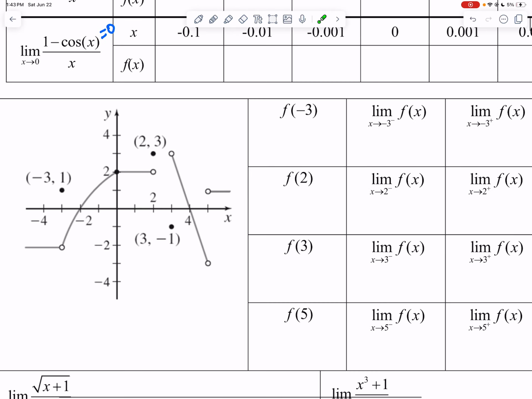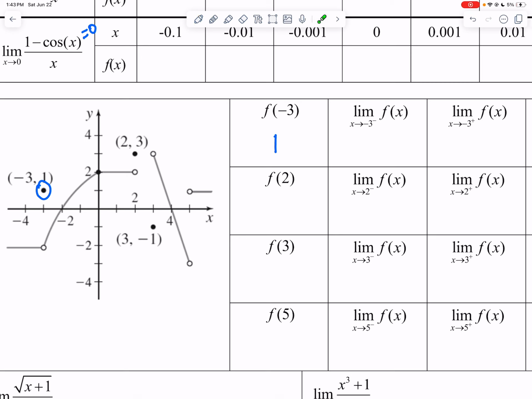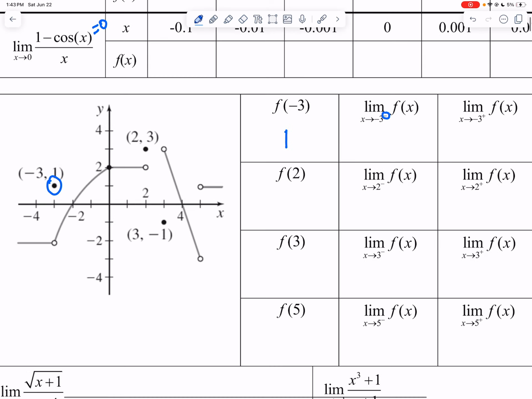So here, if I think about f of negative 3, that's just my defined value at negative 3, aka 1. Now here, we have the limit as x approaches negative 3 from the left. This negative sign means that I'm approaching the value from the left side. So if I look at negative 3 here, you'll notice that from the left side, I'm approaching it from this side right here, which is going to give me negative 2.